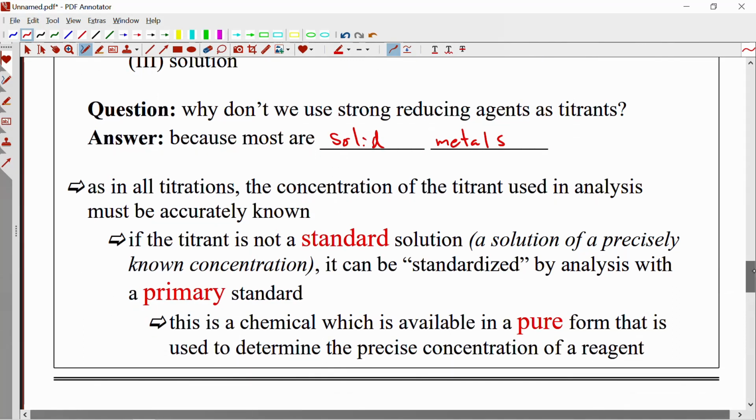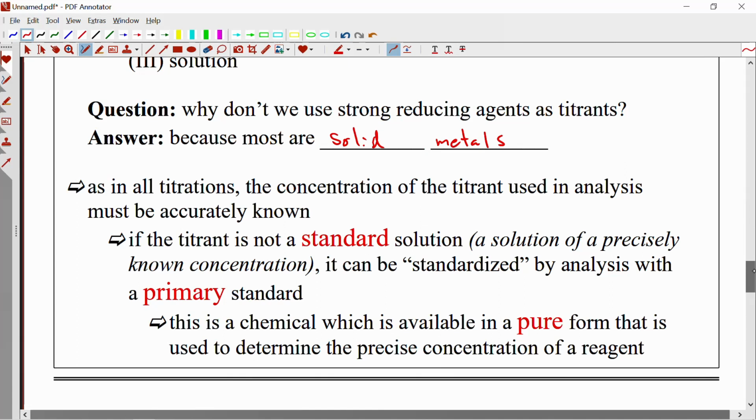Last thing here, and this just makes reference to a primary standard. Don't worry about this too much because it will not be on a test. And I think it's kind of confusing. We talked about this a little bit with acid-base titrations. As in all titrations, the concentration of the titrant used in analysis must be accurately known. If the titrant is not a standard solution, a solution of a precisely known concentration, it can be standardized by analysis with a primary standard.